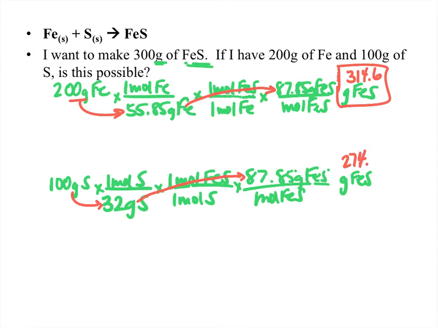So based on this question, if my goal is to make 300 grams of iron 2 sulfide and I have a 200 gram pile of iron and a 100 gram pile of sulfur, I'm not going to be able to make 300 grams of iron 2 sulfide. I'm only going to be able to make 274.5 grams of iron 2 sulfide because my sulfur is going to run out before I'm able to hit that 300 mark of product.